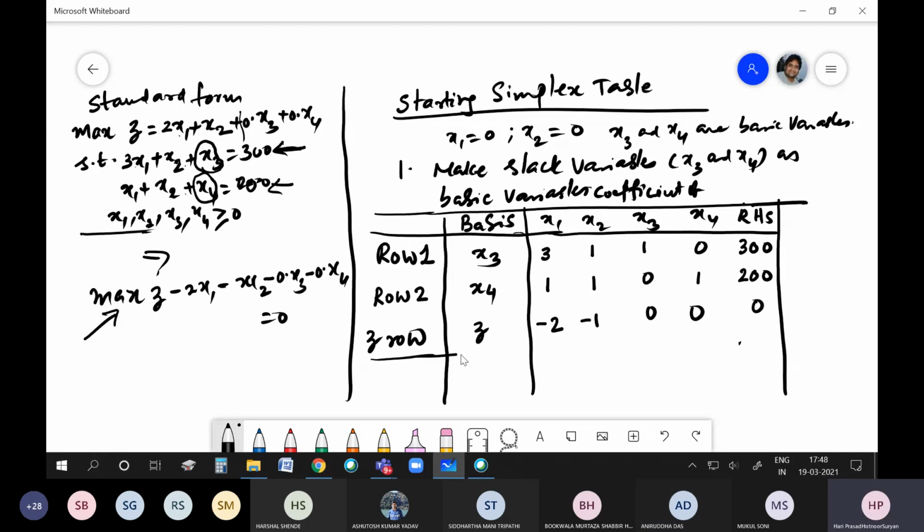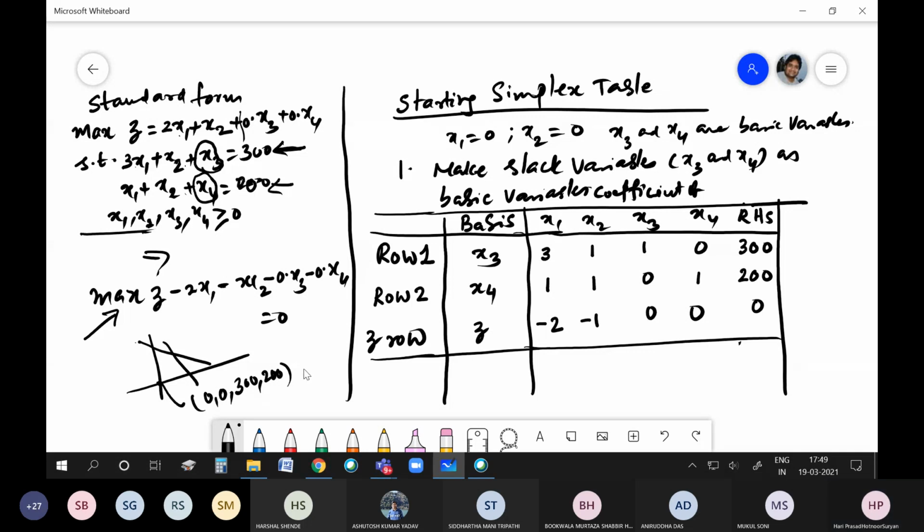If you see here, this basically corresponds to what we saw in the graphical procedure. At this origin, what are the values of x1, x2, x3 and x4? 0, 0, 300 and 200, isn't it? And what is the objective value of the function at this point? 0.